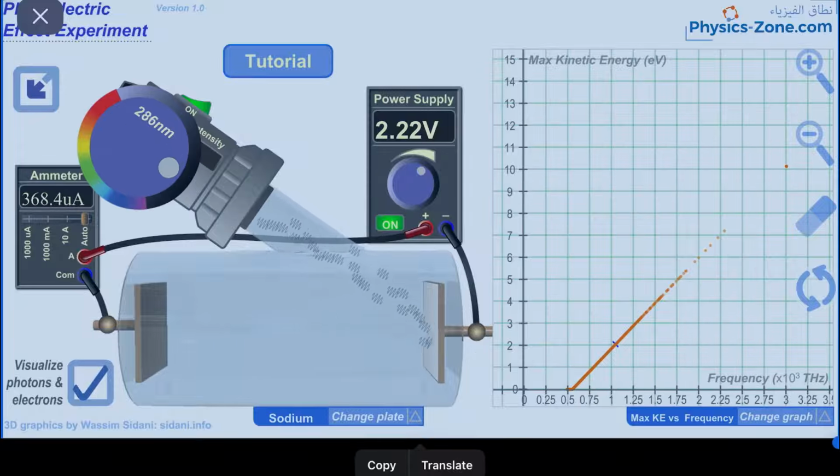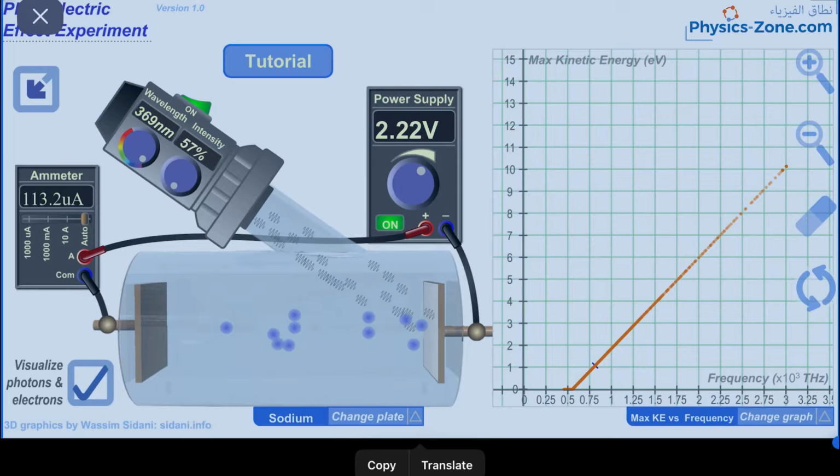But when I change the wavelength, which is I'm changing the energy, look at the kinetic energy graphically. Do you see? Graphically, the kinetic energy increases, even the current increases.